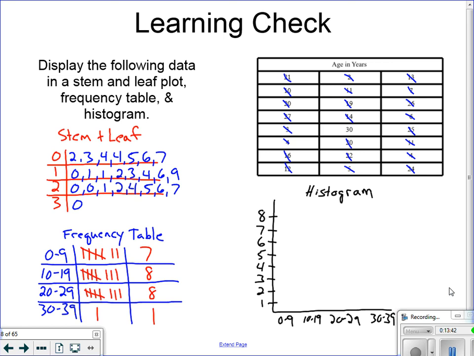Well, 7 plus 8 is 15. 15 plus 8 is 23. And 23 plus 1 is 24. So that's just a quick way to check to make sure you have them all accounted for.